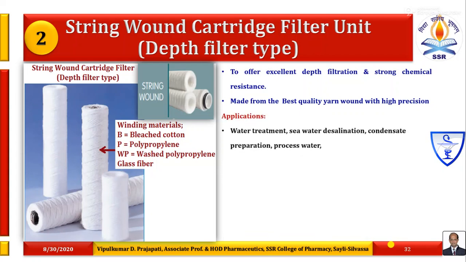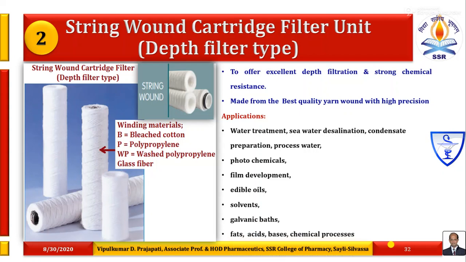The number of applications of these types of cartridge filter units: it is used for water treatment, seawater desalination, condensate preparation, processed water, photochemicals, film development, edible oils, solvents purification, galvanic baths, and fats, acids, base, and chemical processes.